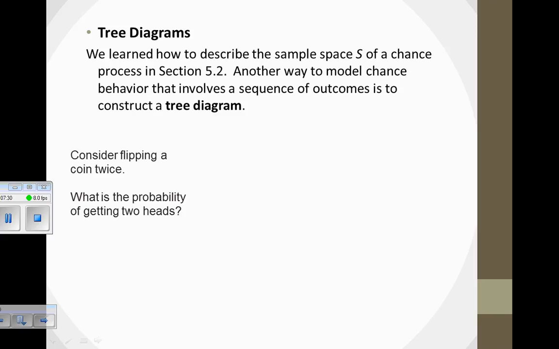All right, tree diagrams. It's a way to show your sample space, and it's nice because you can see the probabilities. So flipping a coin twice, what's the probability of getting 2 heads? The first thing you want to do is start by saying, after your first flip, you can get heads or tails. This is a 1/2 probability. This is a 1/2 probability. Then the next flip is independent, heads or tails. This is a 1/2 probability. This is a 1/2 probability.